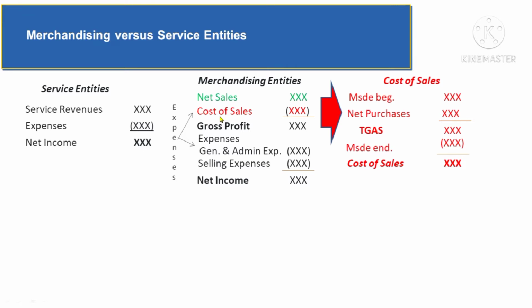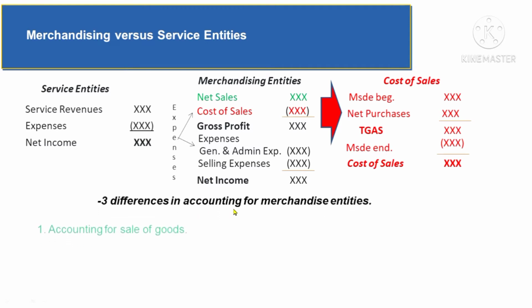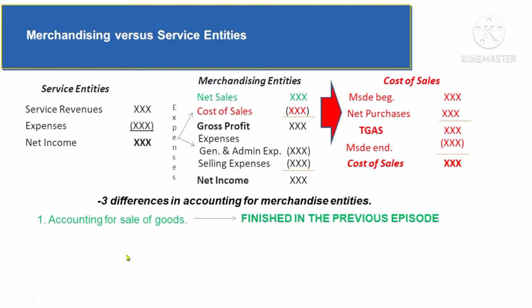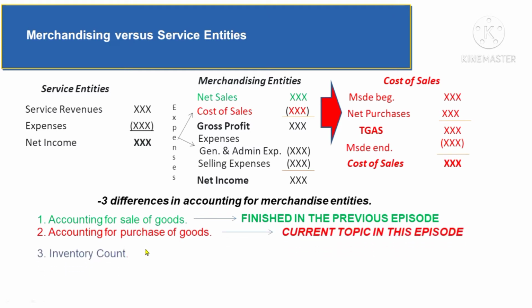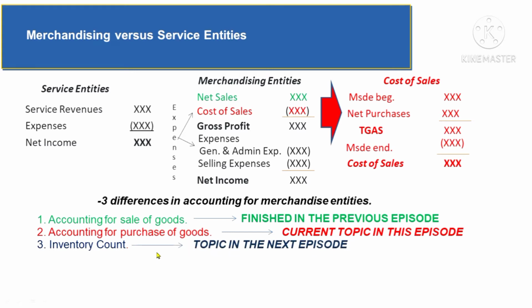Next, I have told you that the accounting for merchandise entities is a little bit different because these entities have the following activities. Number 1 is the accounting for sale of goods, which we have already finished discussing in the previous episode. Number 2 is the accounting for purchase transactions. This will be the topic for this video. And number 3 is the inventory count, which will be expounded on in the next episodes.